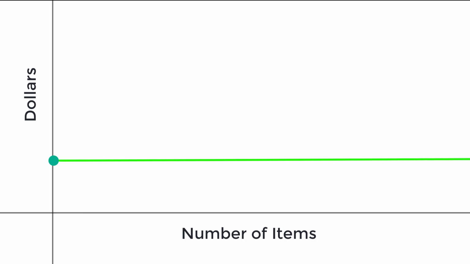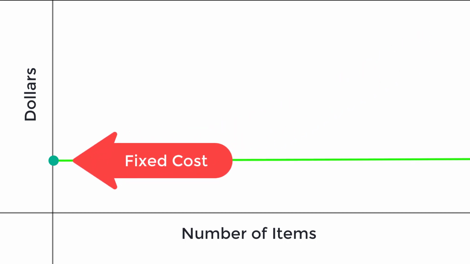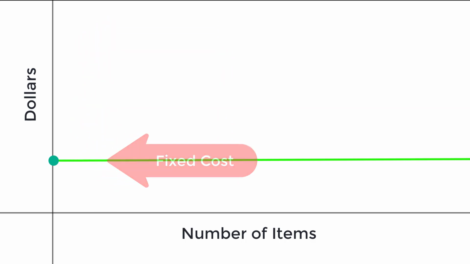Let's imagine you are starting a business. You need to rent a building for your business. This amount does not change. This is called a fixed cost. There is no rise to this line. It's a zero-slope line going straight across.